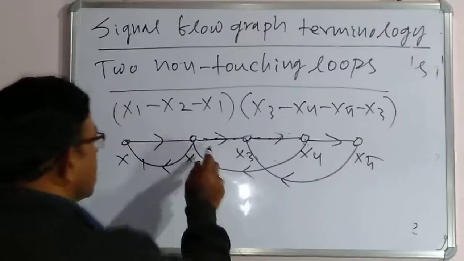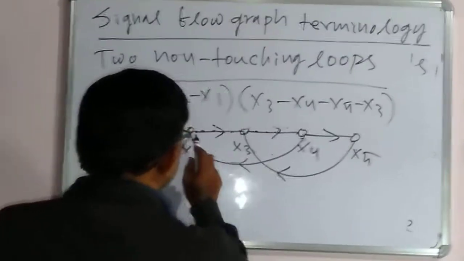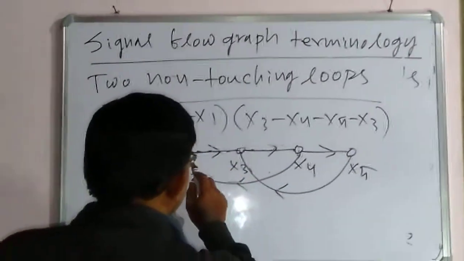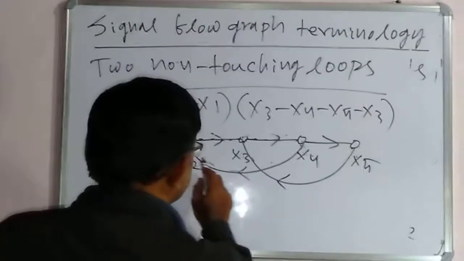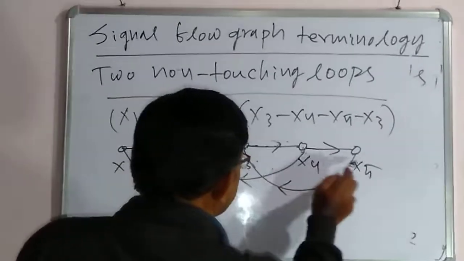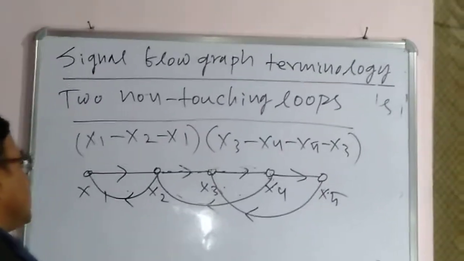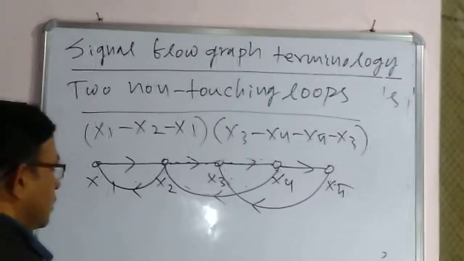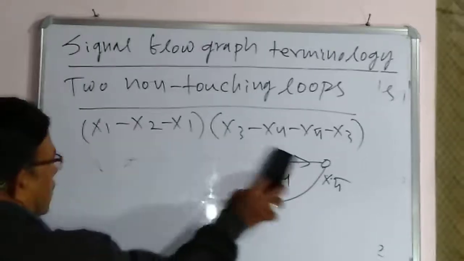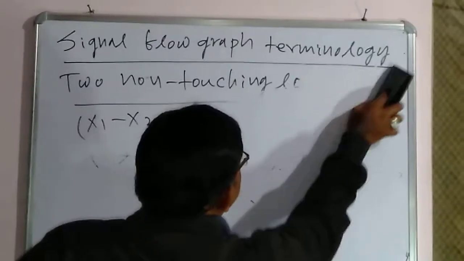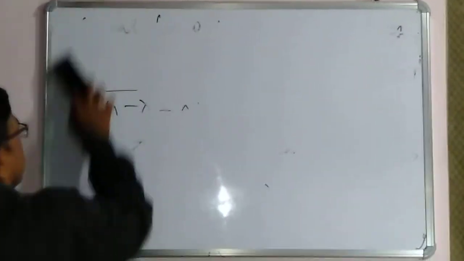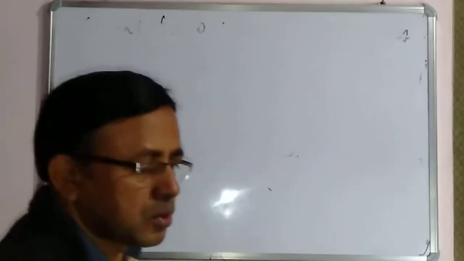If we consider this loop, that is x2, x3, x4, x2, and x3, x4, x5, x3, this is called two touching loops. This is not two non-touching loops. So this is about the loops.